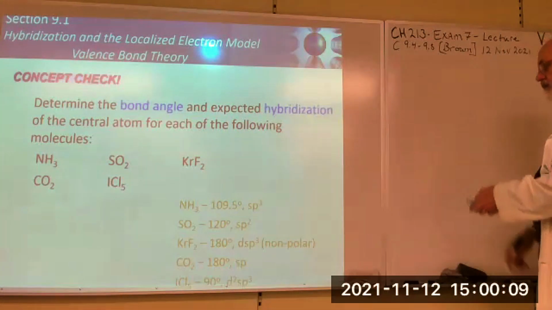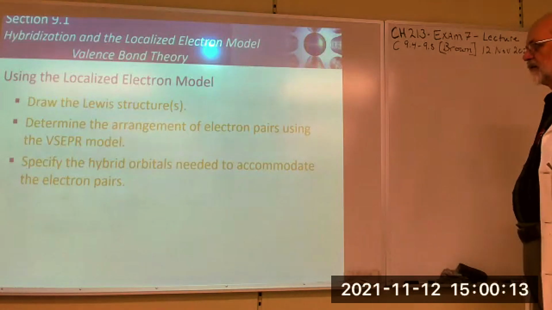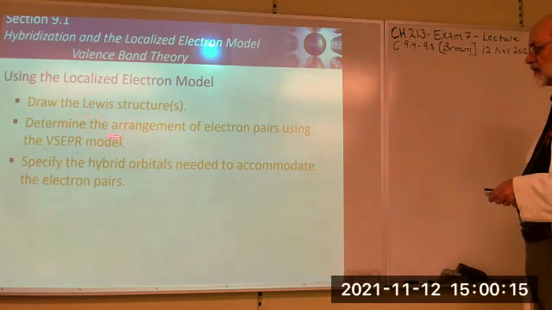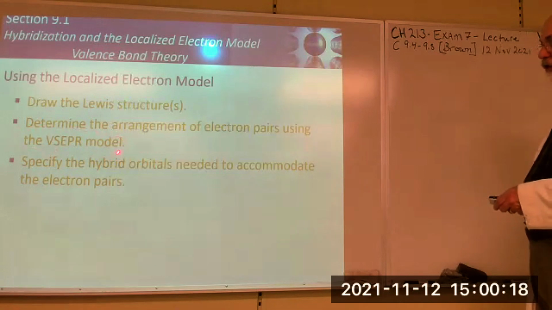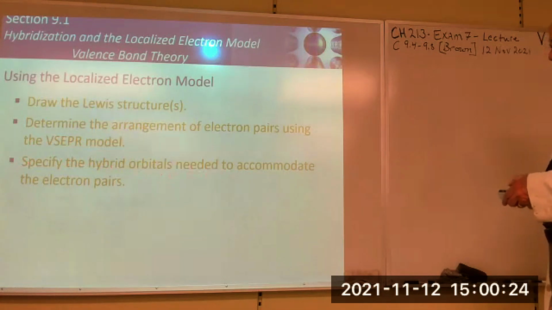All right, this just reiterates Lewis structure, VSEPR, and then use what you know from the electronic structure from VSEPR to determine hybridization.